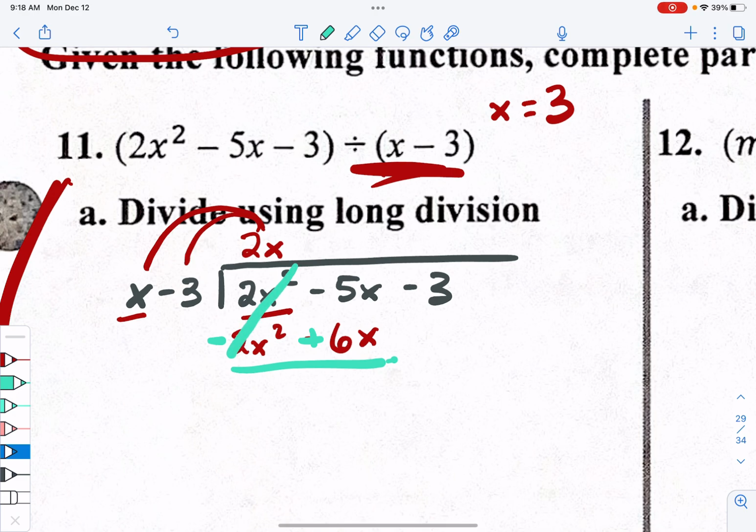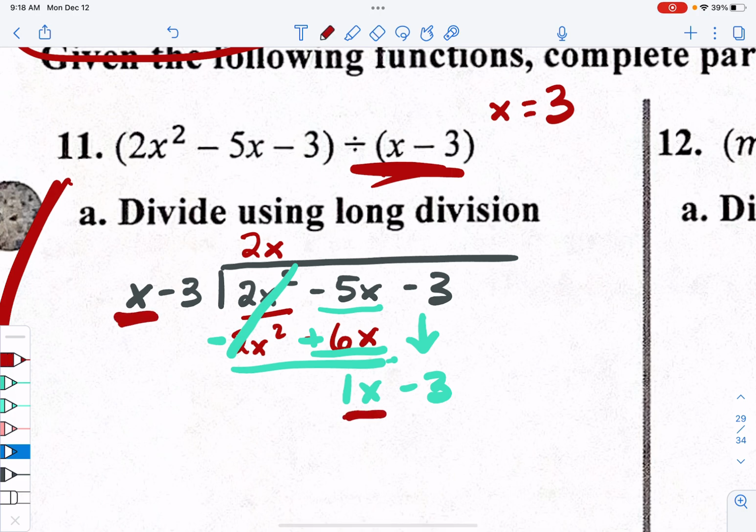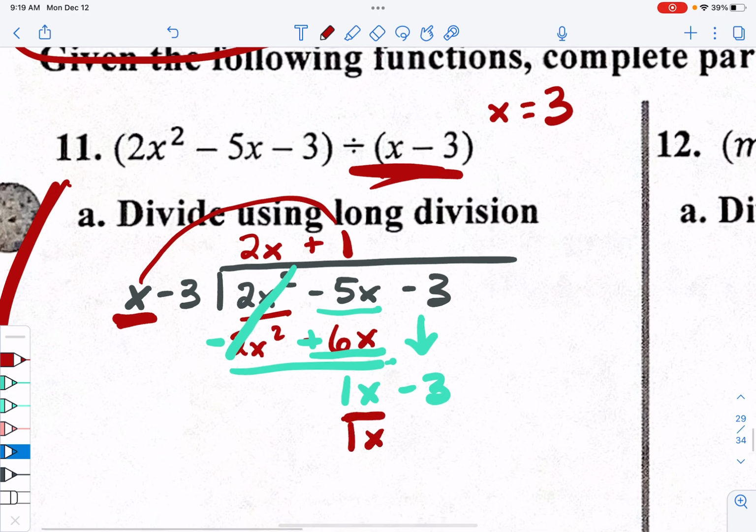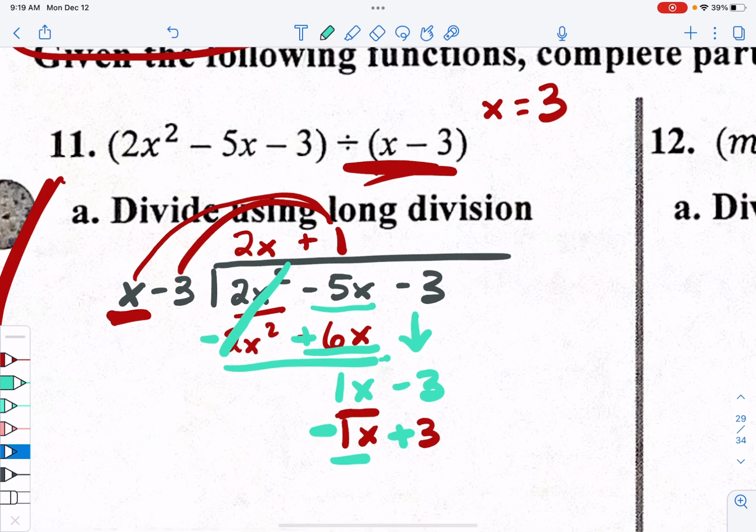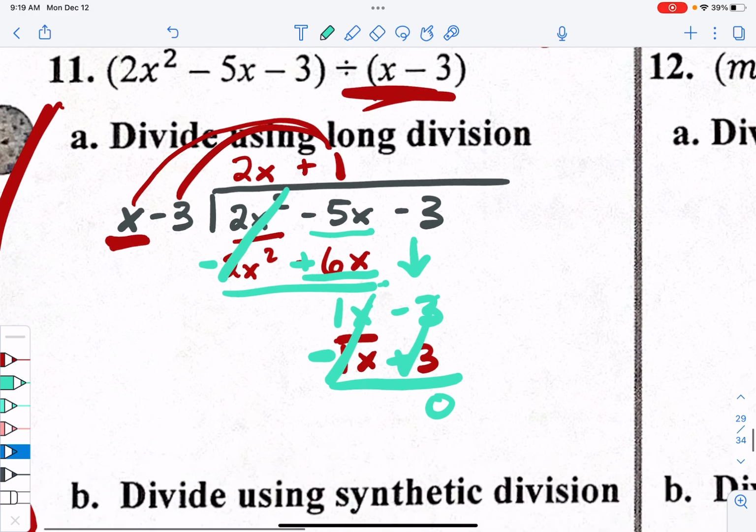And this cancels, and negative 5x and positive 6x becomes 1x, and then I drop the minus 3 down. Then we get one more step. What do you take times x to get 1x? We need a 1, but don't just put 1 there, put a plus 1. 1 times x is 1x. And 1 times negative 3 is negative 3, but then I have to flip the signs, so minus plus. This cancels and this cancels, which means I have 0 remainder. So what's the answer? 2x plus 1.